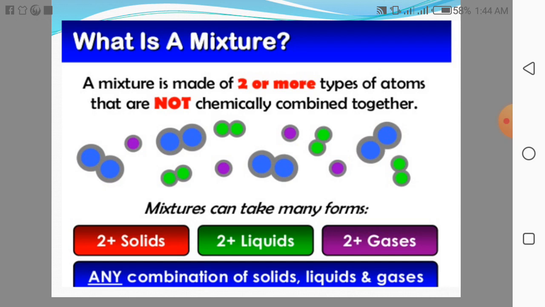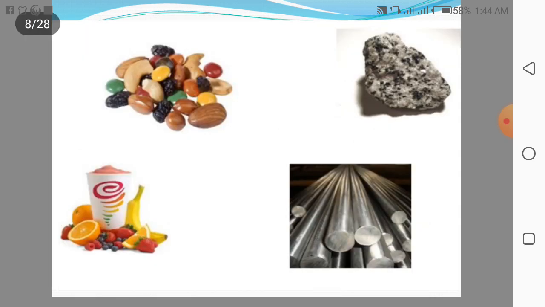A mixture can take many forms. It can be liquid, solid, or a gas. Mixtures can usually be separated easily. For example, we have a mixture of iron filings and sulfur. It can be easily separated by using a magnet to attract the iron filings. Here are some pictures of mixtures that can be easily separated by hand.